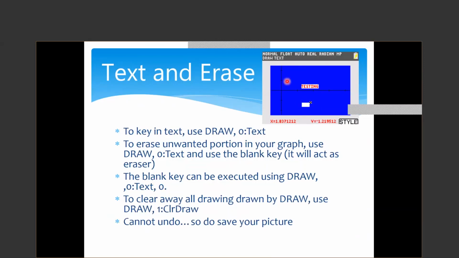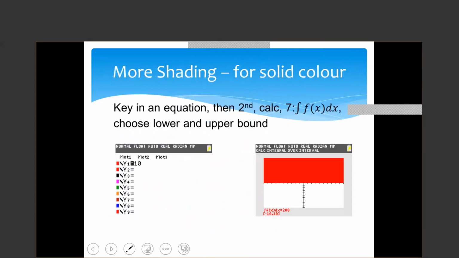In this case, I make my background blue so that I can show the effect of the eraser. Please take note, you cannot undo, so do save your picture once you are happy. I will be moving on to do more shading, and this type of shading is solid color shading using integration. Let's move on to do these two now using the software.